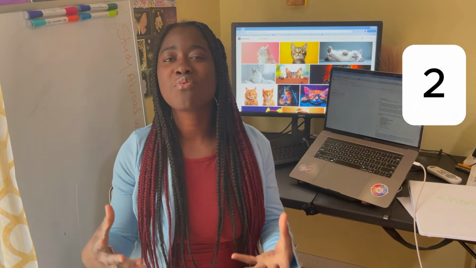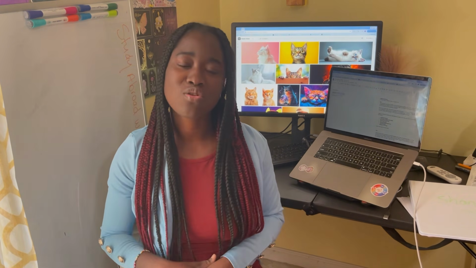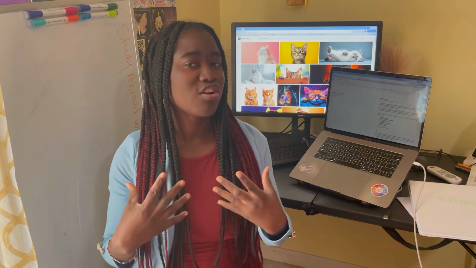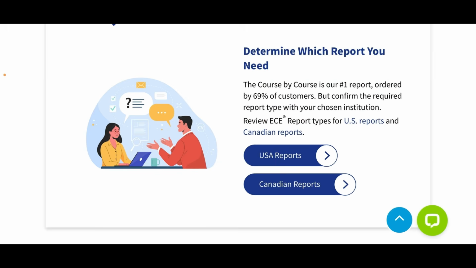Number two, let's move into the type of report you will need and how to determine what you will use for your application. The first thing to do is to determine which report you need. Let's take a look at some of the data. The course by course is ECE's number one report, ordered by 69% of their customers. However, we will confirm the required report you need for your institution when you're trying to study abroad.